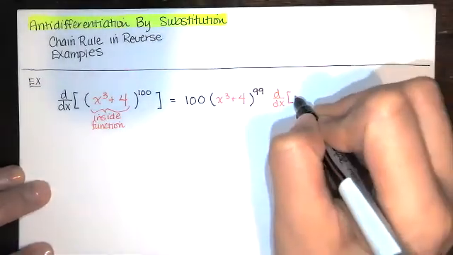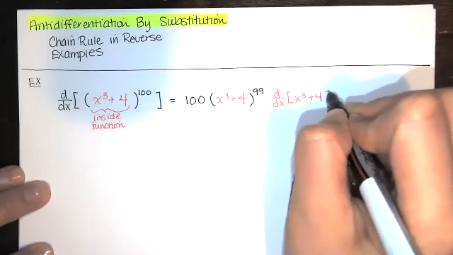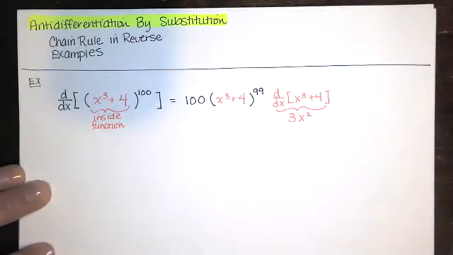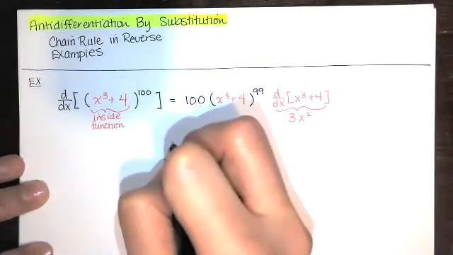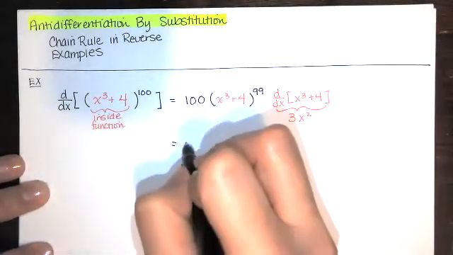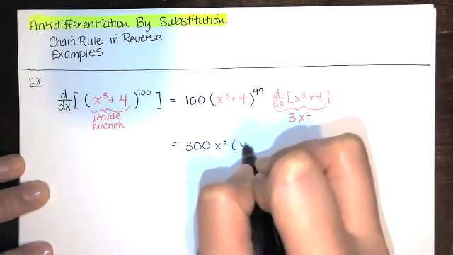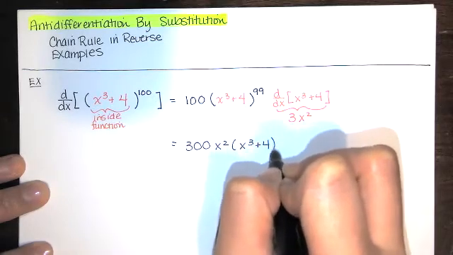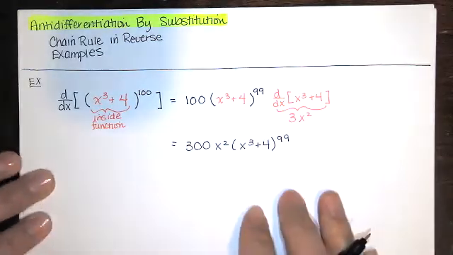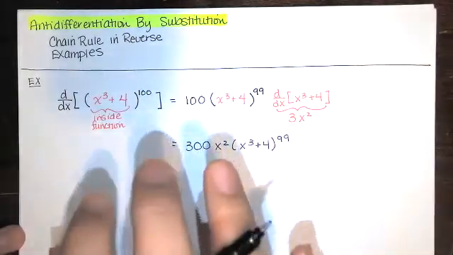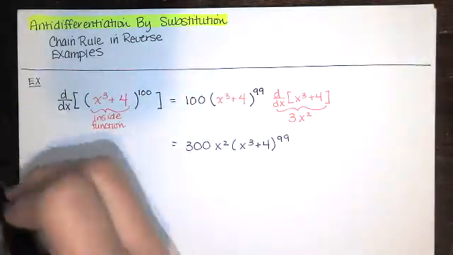The derivative of x cubed plus 4 happens to be 3x squared. When we multiply these two together, we get 300x squared times the quantity x cubed plus 4 to the 99th. So that's how we take the derivative. We would use the chain rule. Antidifferentiation by substitution is about doing that backwards.